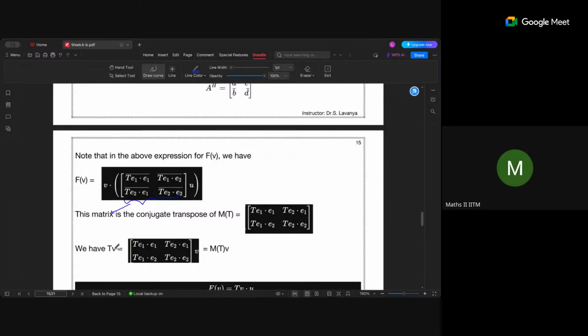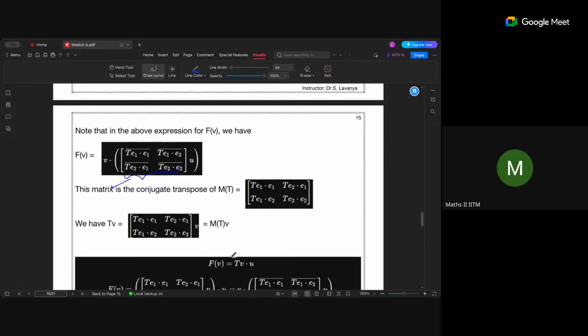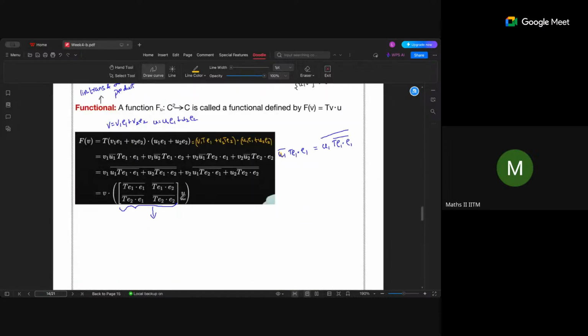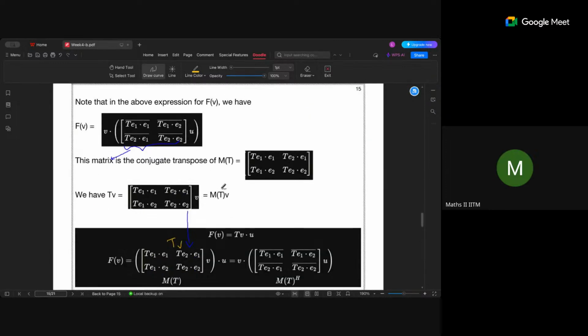So we can write this t of v is equal to m of t. We already have t of v is equal to m of t of v. And also from this expression here, now f of v is equal to, from this definition, this is t of v dot u. This one. This is tv. This is your tv. And here, this is the expression we just obtained from here. Okay, I maybe call this equation 1. Okay, so from 1.